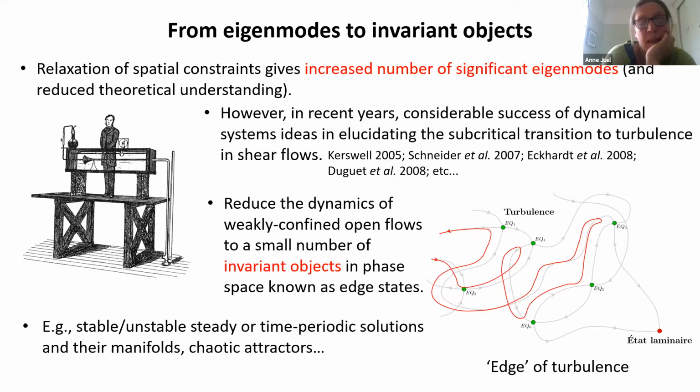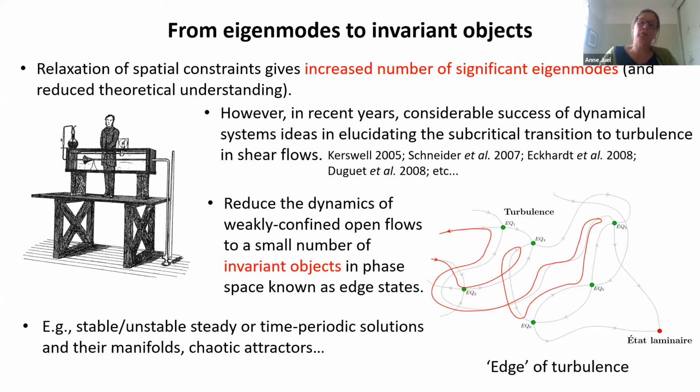So these may be stable, unstable, steady, or time periodic solutions of the equations, and they're manifolds. They could be chaotic attractors. But the key point is that any trajectory in phase space, or any evolution effectively of the fluid flow, cannot cross these invariant objects. And because of that, they compartmentalize the phase space. And the most famous of these is the edge of turbulence, which separates the regions of phase space where initial conditions lead to eventual decay to a laminar state again, from those where the flow becomes fully turbulent.